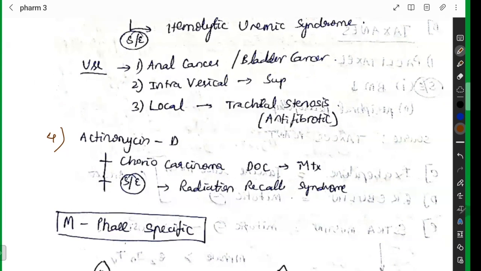But what is the drug of choice in choriocarcinoma? It is going to be methotrexate. Methotrexate is the drug of choice in case of choriocarcinoma. Finally, we are going to read the side effects of actinomycin D. What are the side effects? Radiation recall syndrome. It is going to cause radiation recall syndrome.